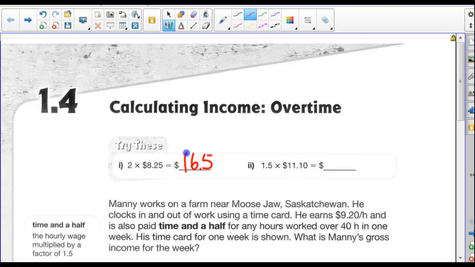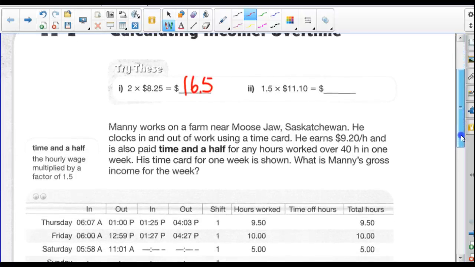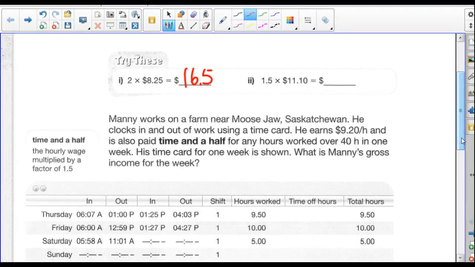And you can do the other one, 1.5 times 11.10. Okay, so what we're going to do is we're talking about overtime. Now, overtime is hours that you work in addition to your regular amount of hours assigned to you. Usually when you're working overtime, you get paid a little bit extra, a little bonus for pleasing the boss, working overtime. Sometimes it's what we call time and a half.